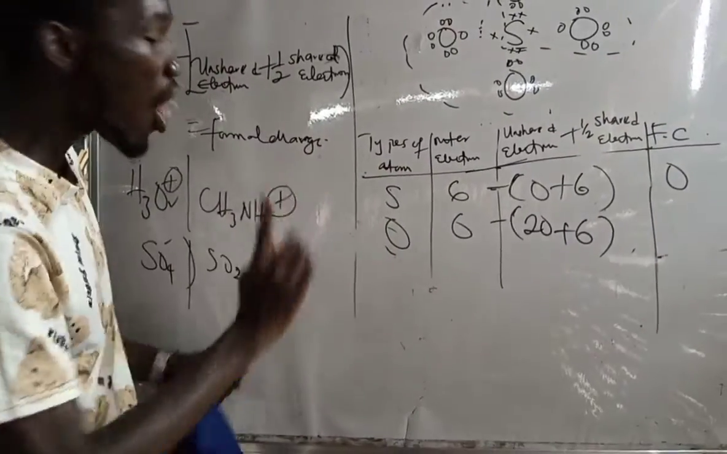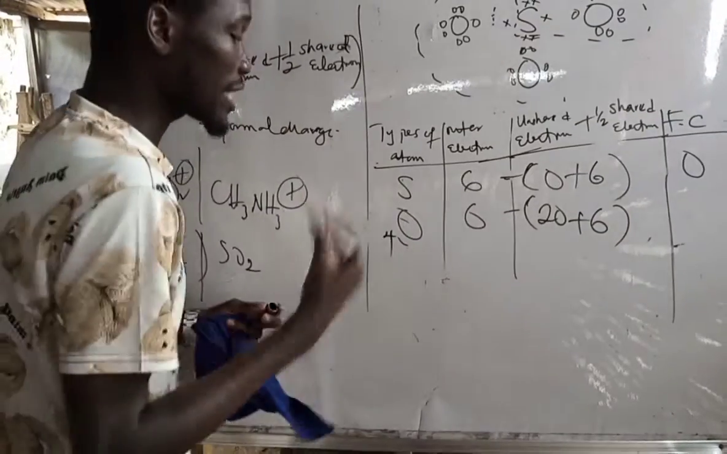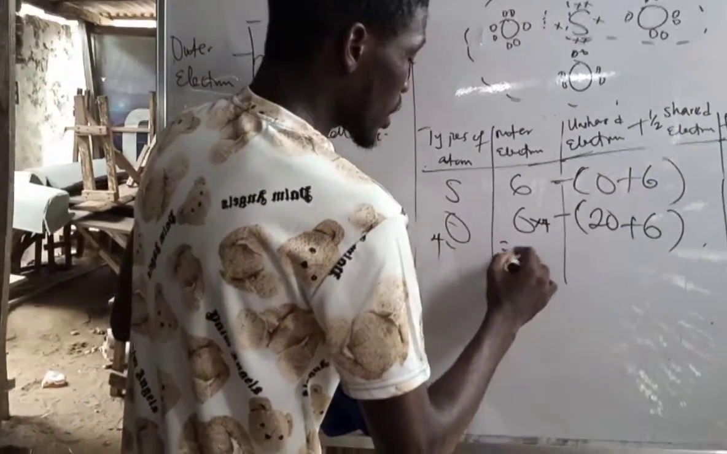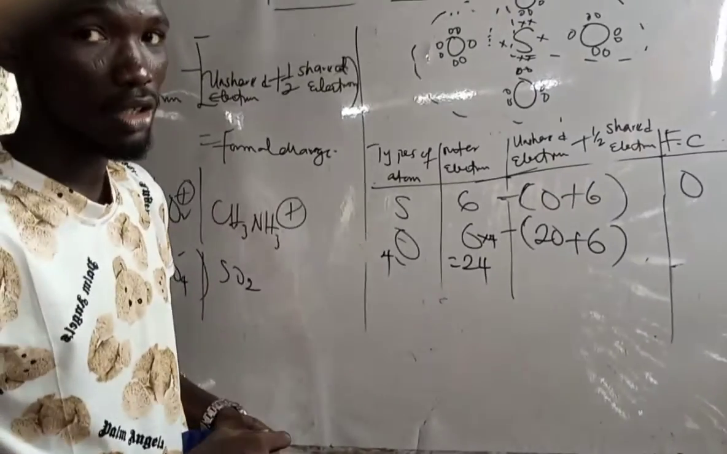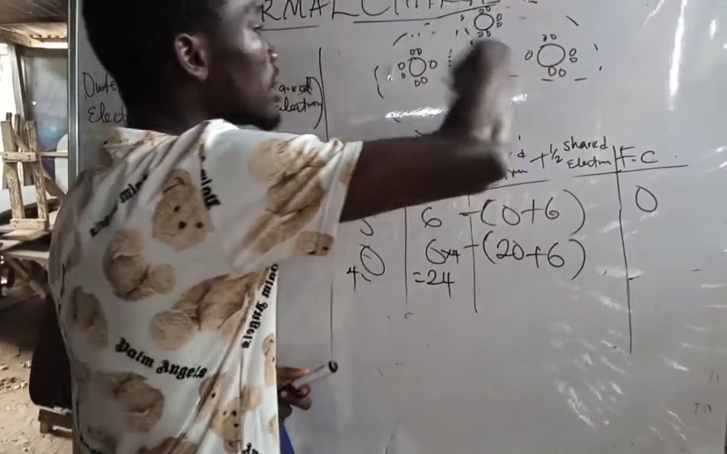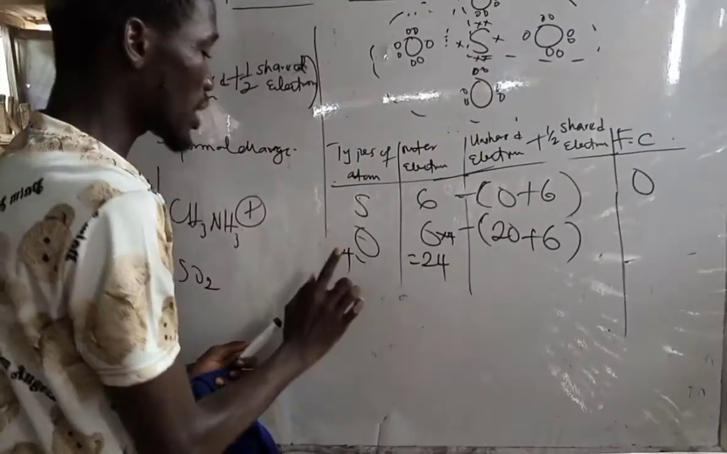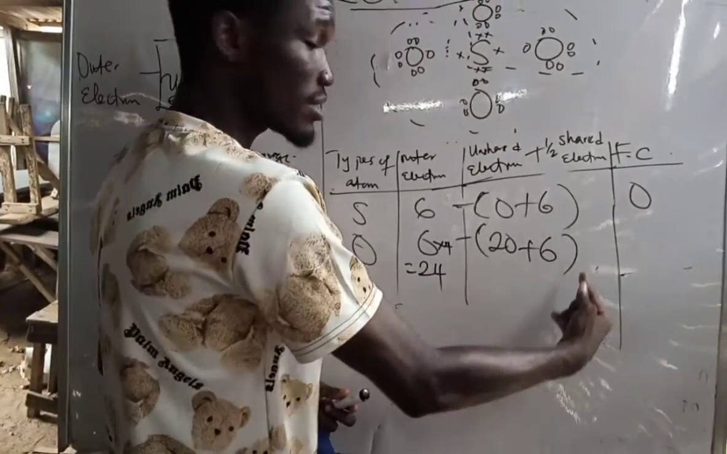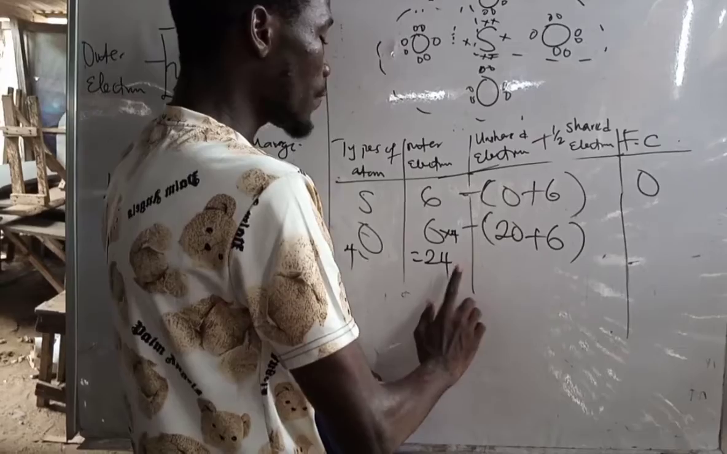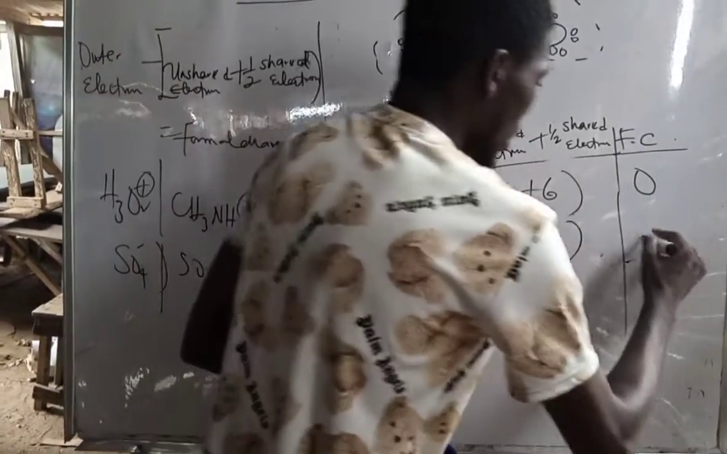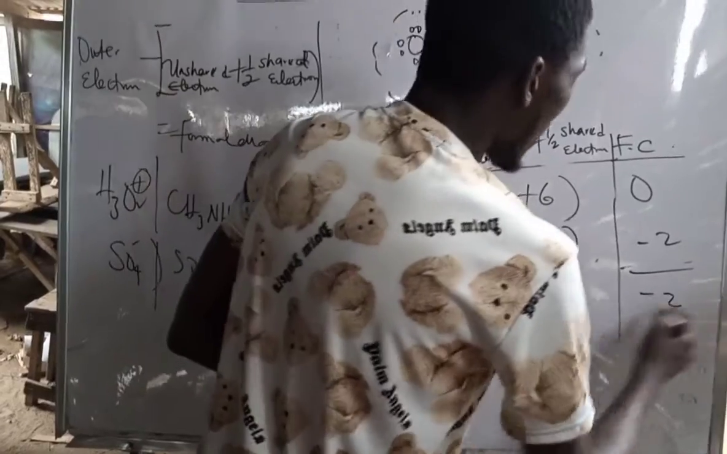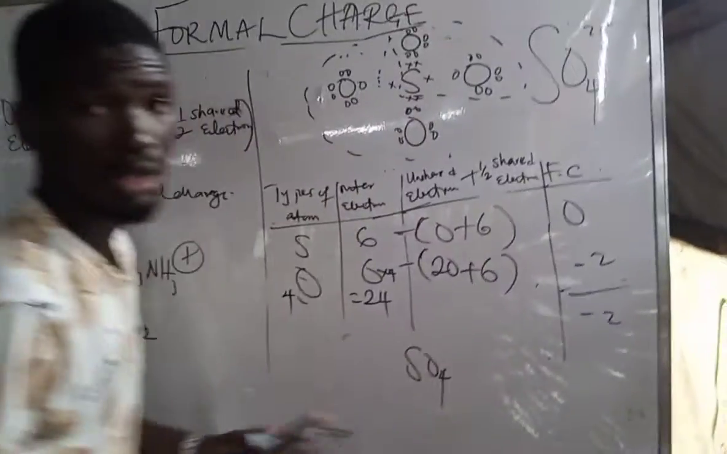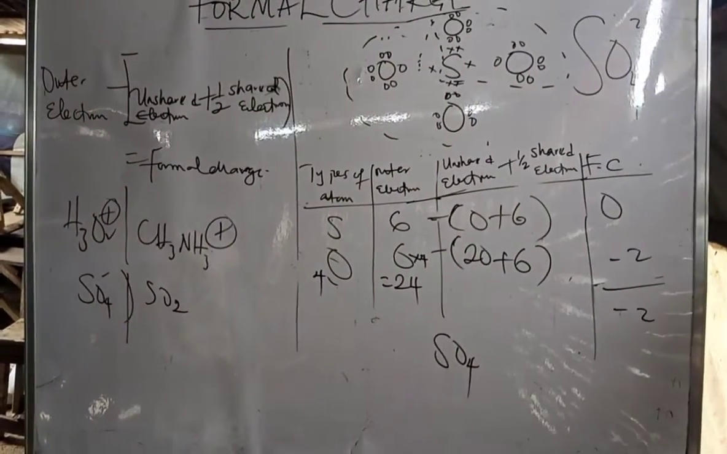Don't forget that you have 4 oxygen. So you'll be adding the 4 here. So 6 times 4 will give you what? We have 24. You can see it now. Why? Because you have 4 oxygen that surround the central atom. So 6 times 4, we have 24. So it's that now. 20 plus 6 will give us 26. 24 minus 26 we have what? Minus 2. So that is why for every sulfate, or let's say for SO4, we always have 2 minus. That is it. That is how you have your answer.